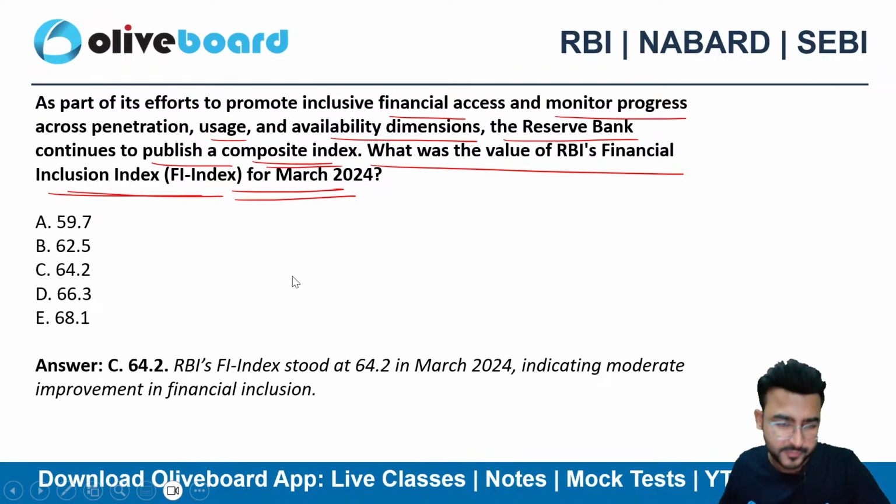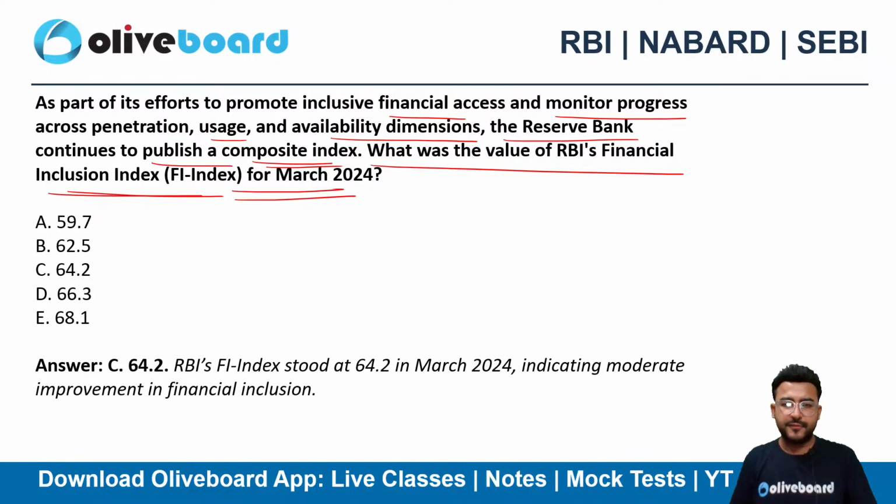Yes, very good, Vivek. 64.2% here is the correct choice. Financial Inclusion Index. It is made up of three things, right? We have discussed it multiple times, what things it is made up of.